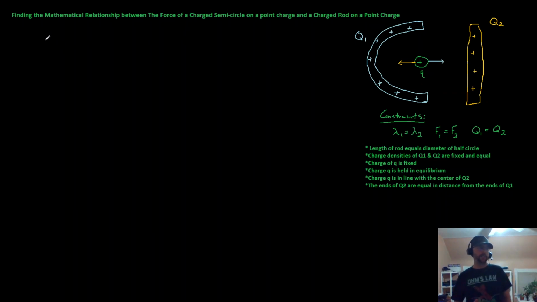So what I want to do here is imagine that the left hand semicircle is a continuous charge with a uniform charge density, and it is creating a force on Q, which is just a point charge. And then on the right hand side in orange we have Q2, and that is also uniform charge density, and it is also creating a force on the charged particle there, which would be in the center of the semicircle if it were a full circle.